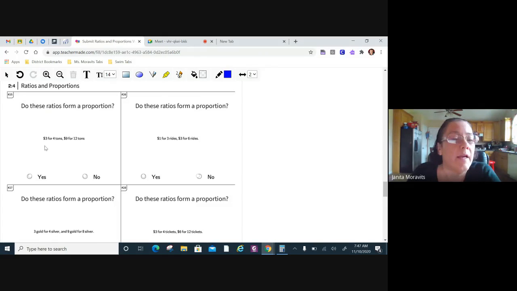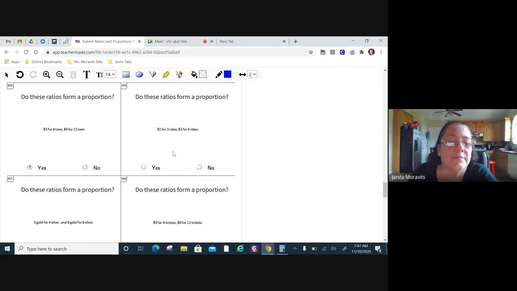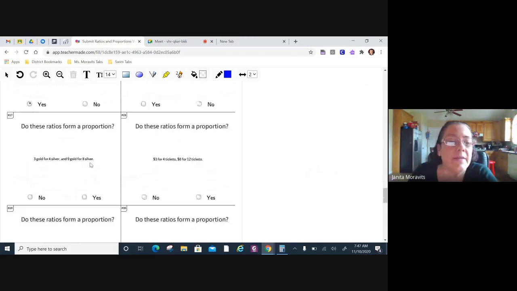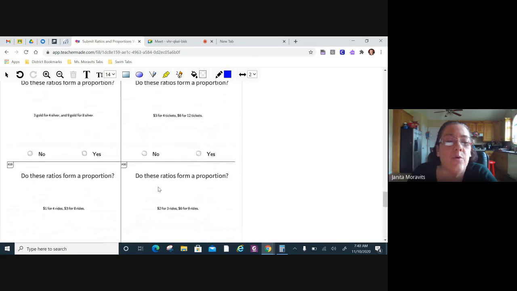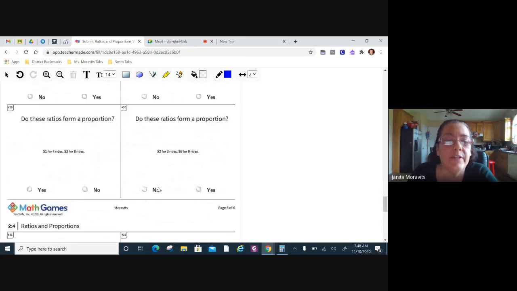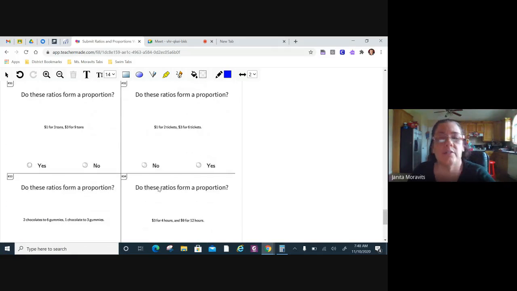If you wrote it out as a fraction, 3 over 4 and then 9 over 12, you would be able to see the 3 times 12 and the 4 times 9. That's 36 both times. So those are equivalent. If they are equivalent, that means they make a proportion. You will need to write these out as fractions. Do the same thing down here. And all you're trying to do is figure out, are they equivalent?